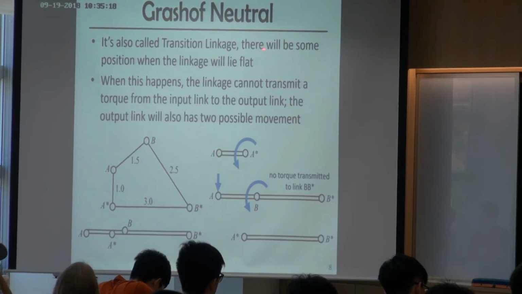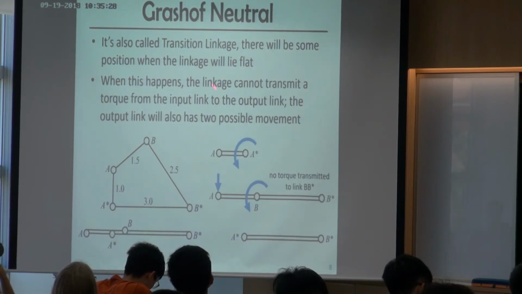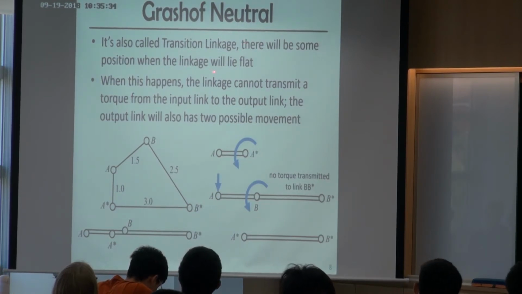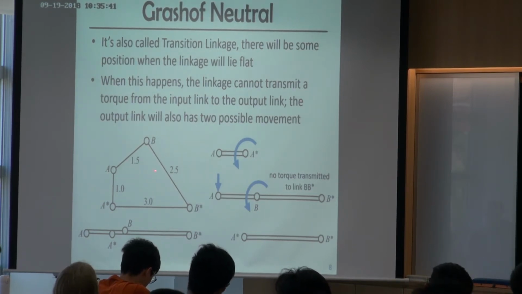Okay, so we mentioned another case: if S plus L equals P plus Q, it's called Grashof neutral. It's also called transition linkage. And there will be some position when the linkage will lie flat. So this one is a Grashof neutral mechanism.